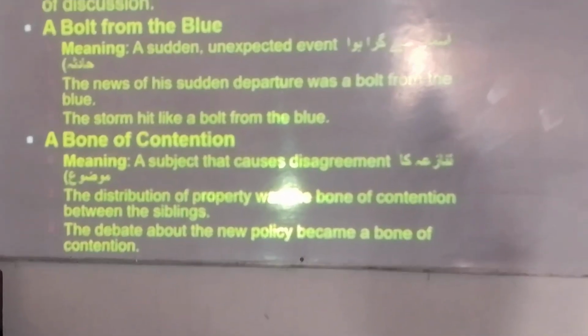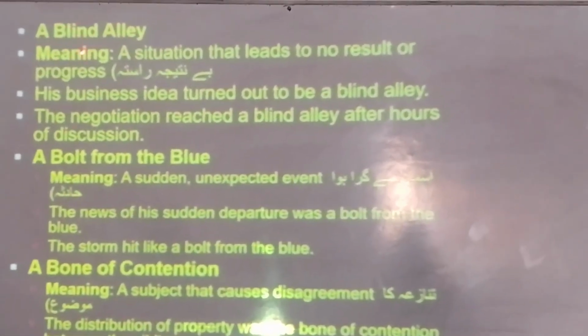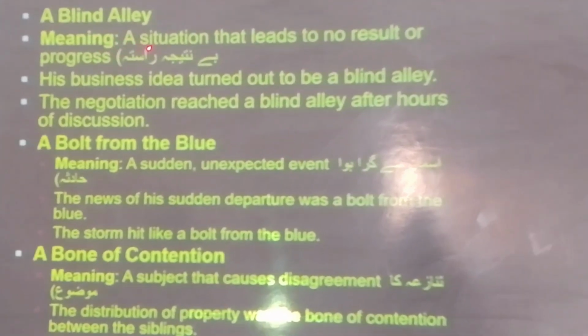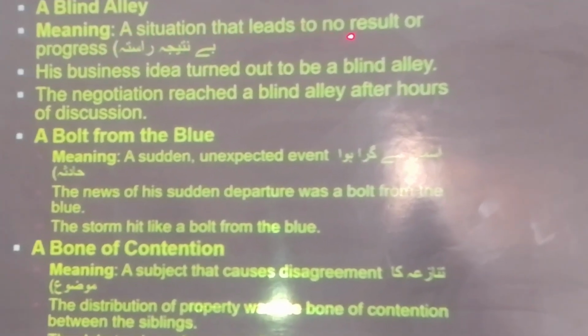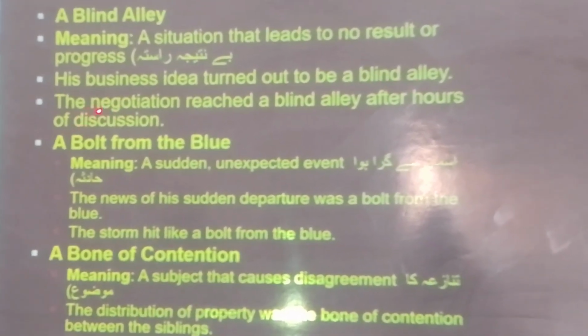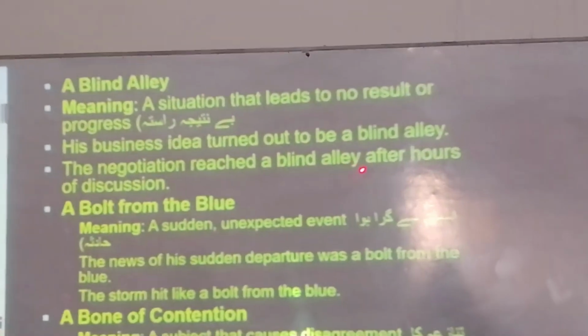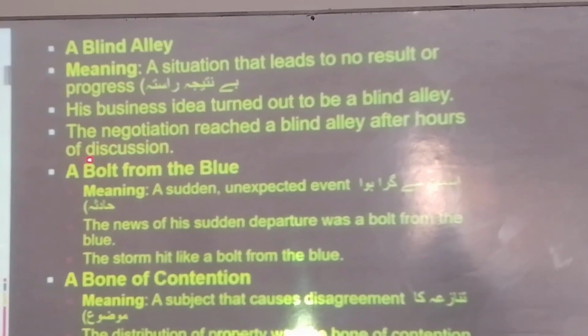Clear? Next one is a blind alley. A blind alley means a situation that leads to no result or progress. His business idea turned out to be a blind alley. Clear? Next one, the negotiation reached a blind alley after hours of discussion.